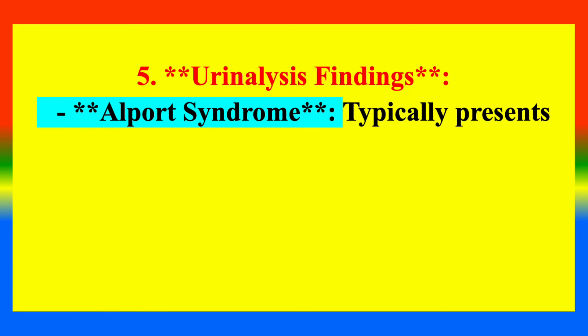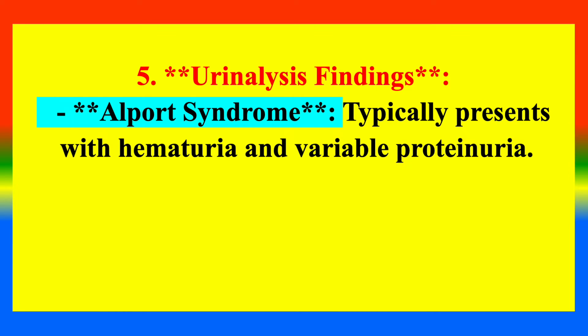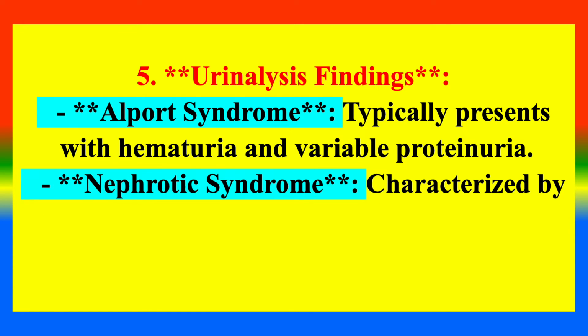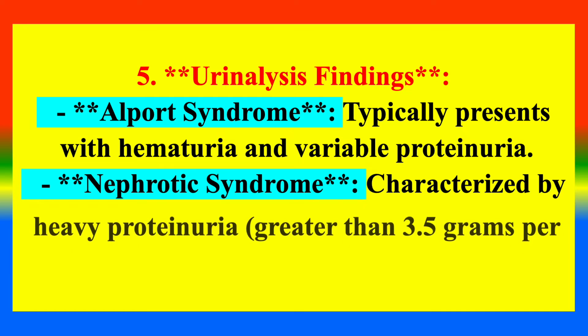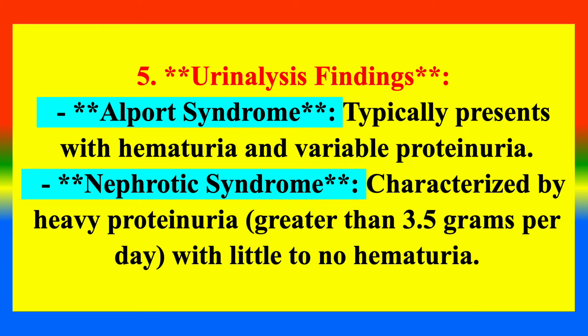5. Urine analysis findings. Alport syndrome typically presents with hematuria and variable proteinuria. Nephrotic syndrome is characterized by heavy proteinuria greater than 3.5 gram per day with little to no hematuria.